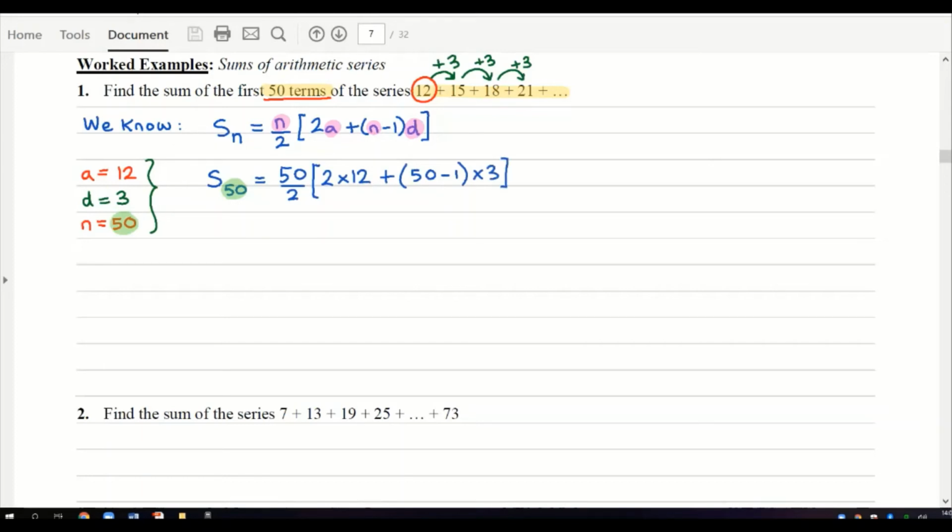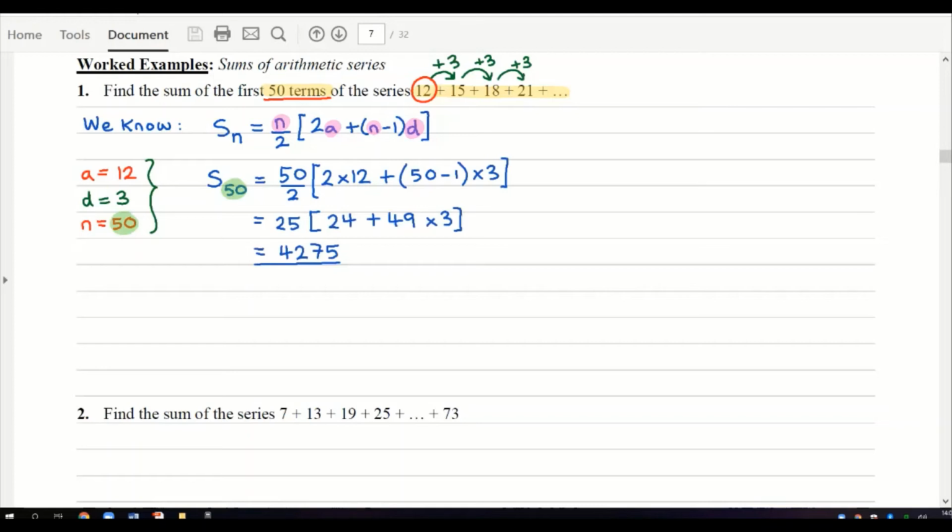So this is just going to give us a value, isn't it? Let's tidy this up a little bit. 50 over 2 is, of course, 25. And we're multiplying 25 by 2 multiplied by 12, which is 24, plus 49 multiplied by 3. So get your calculators out to evaluate this. And when you do that, you should notice that the answer is 4,275. So we've completed the summation.